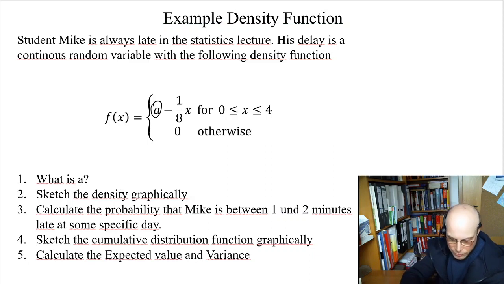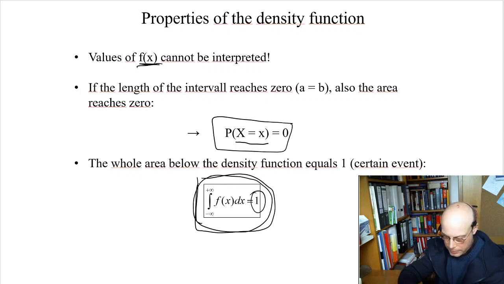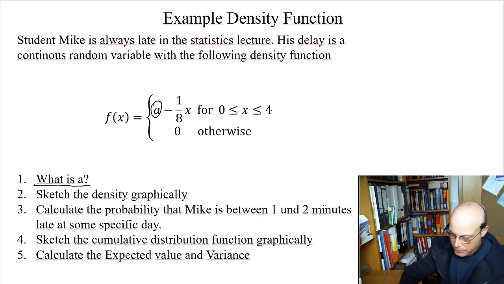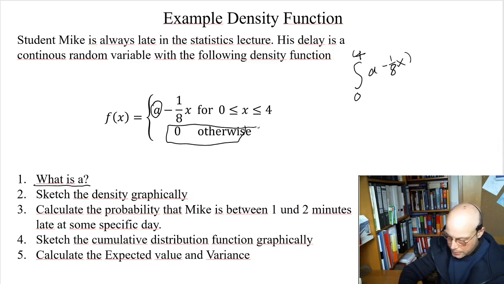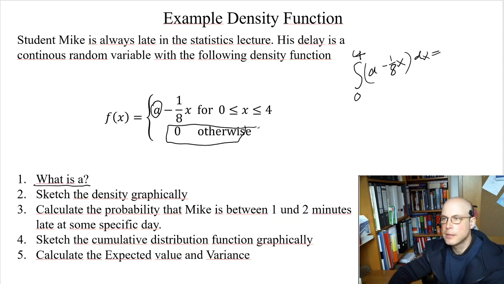What do we have to do if we want to calculate a? Well, we take this property that our integral from 0 to 4, because here we have defined that our density should be 0 elsewhere, over a minus 1 over 8 times x dx. And what is the integral?